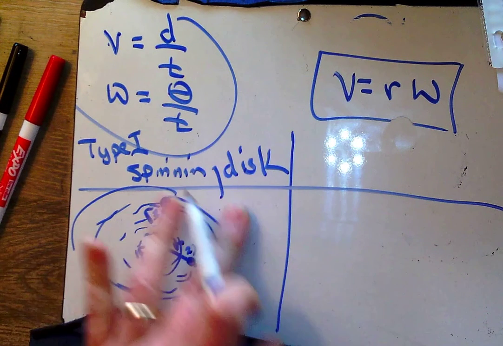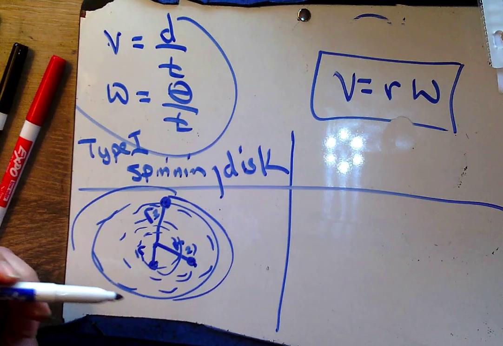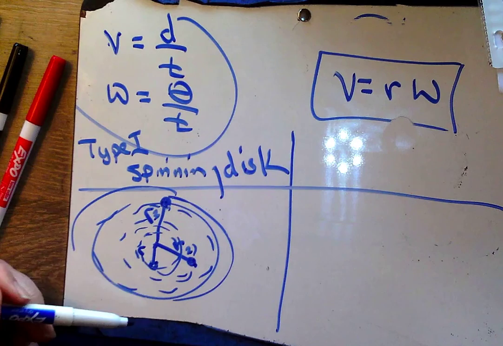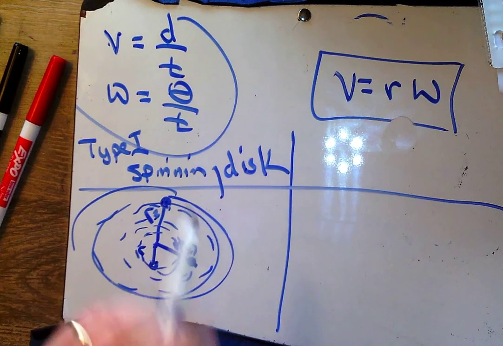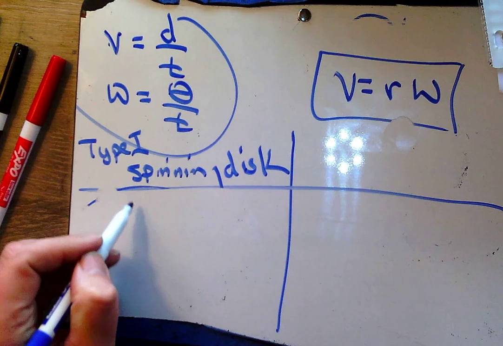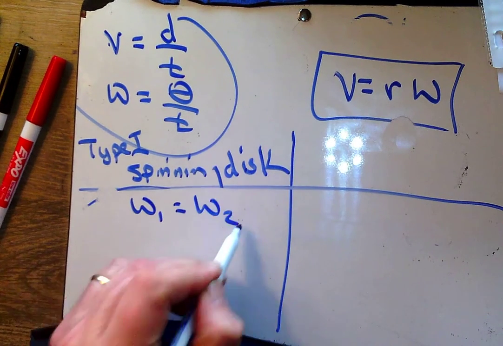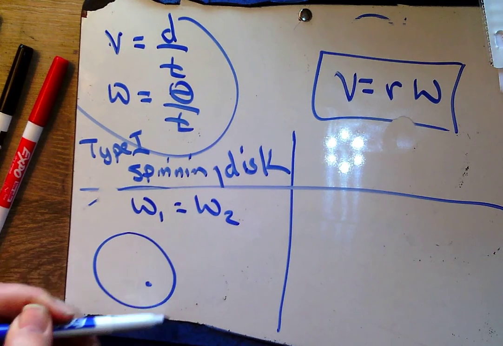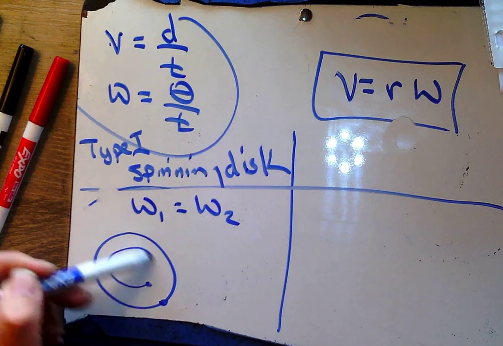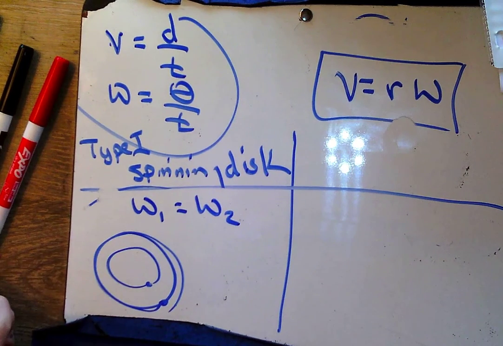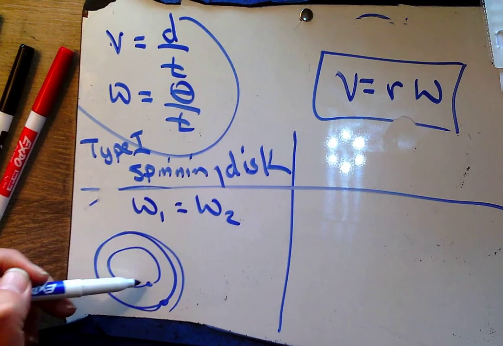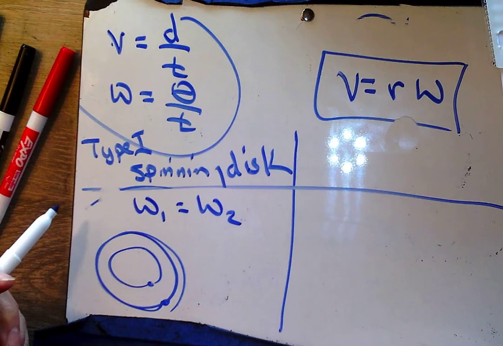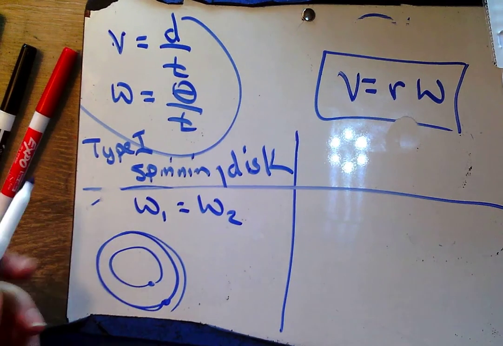So what I want to say is the amount of angle that I'm turning through is going to be the same regardless of which of these three I'm looking at. And so I might want to make a statement like this. Well, I think the angular velocities are going to be the same on a spinning disk, because whether I'm here or here and I make one revolution, I've made one revolution. We turn through the same amount of angle in the same amount of time. And so these angular velocities are going to be the same.